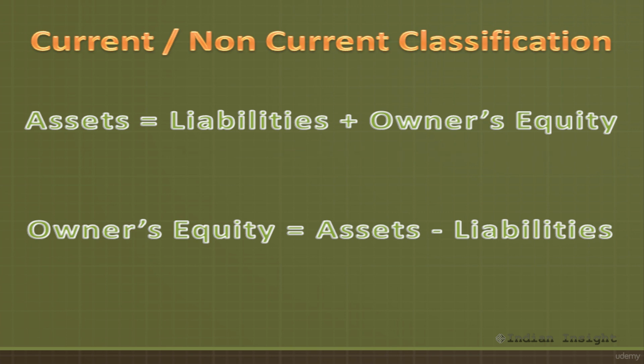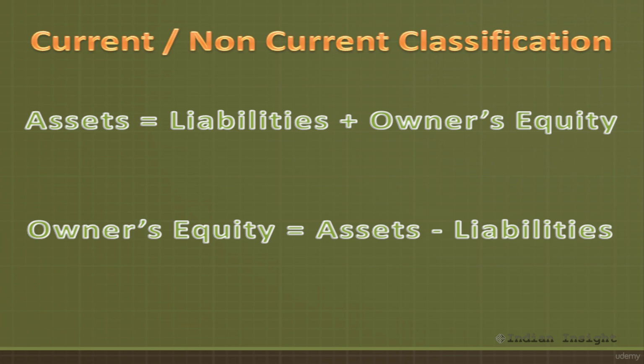Now, if we rearrange this equation, we get this formula, which is owner's equity is equal to assets minus liabilities. This arrangement emphasizes that equity holders do not have rights to all assets of the company. They in fact only have residual rights to assets after taking care of the liabilities first.